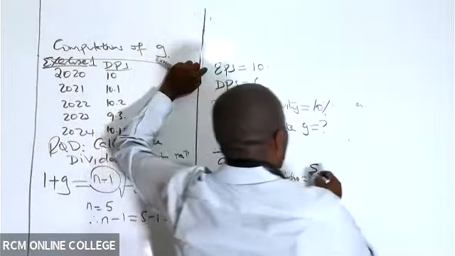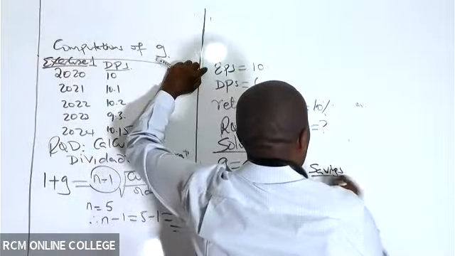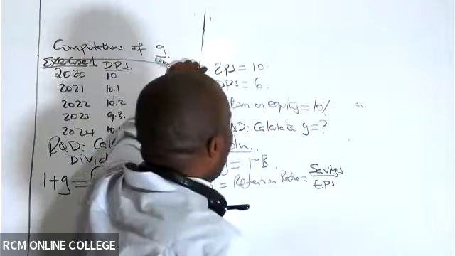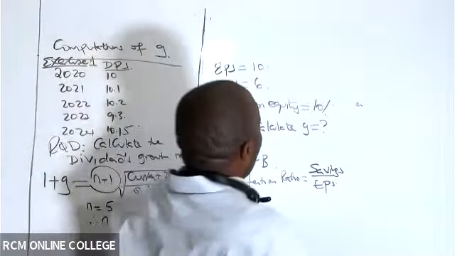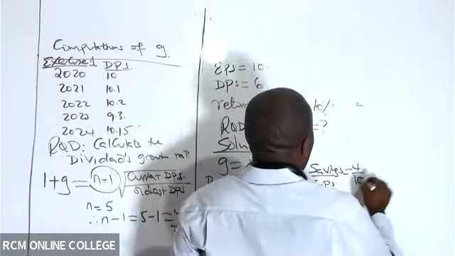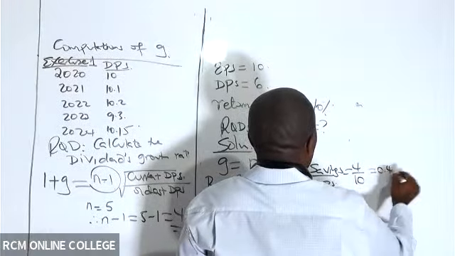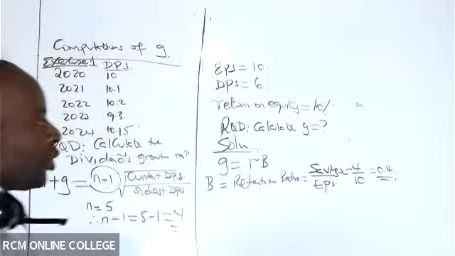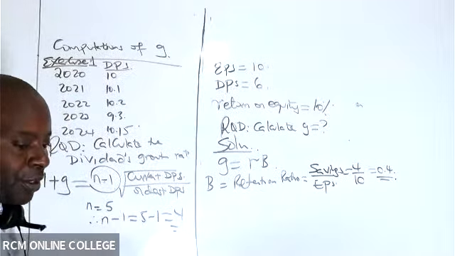So we have savings over the total earnings as the retention ratio. The savings we have is 4, and EPS we have 10. So this will give us 0.4 or 40%. A serious organization, a very aggressive organization.